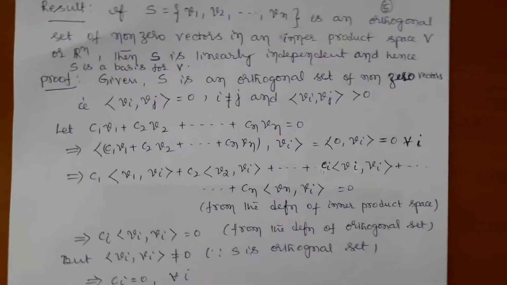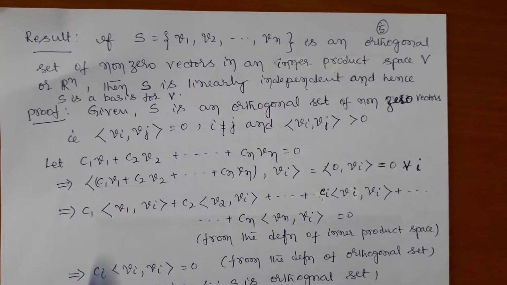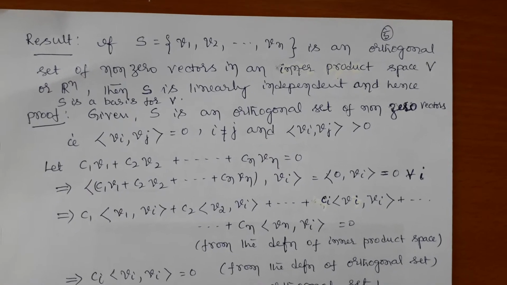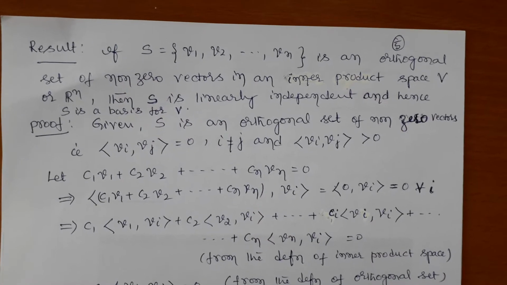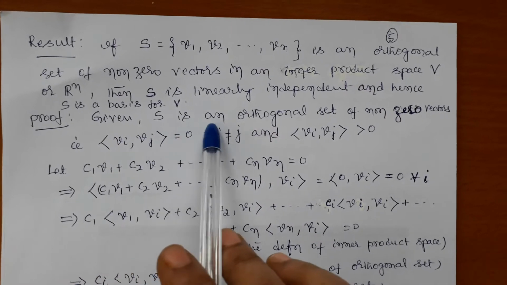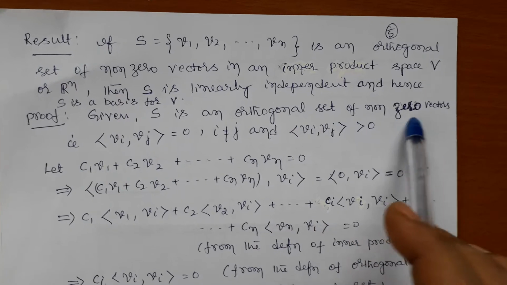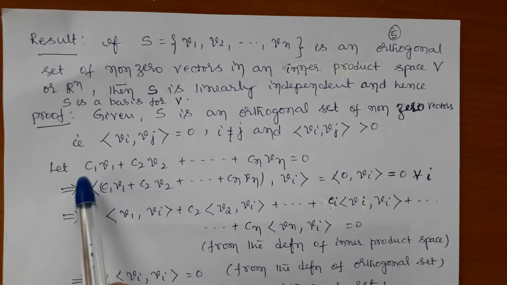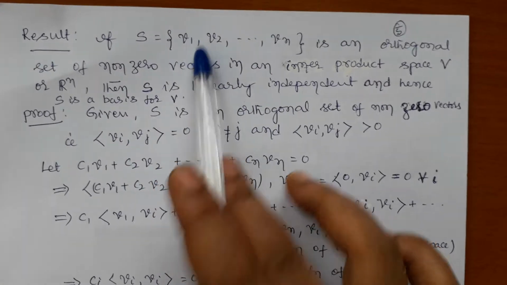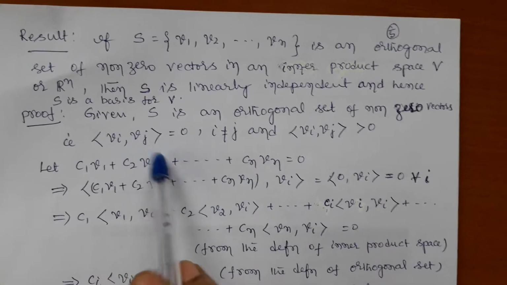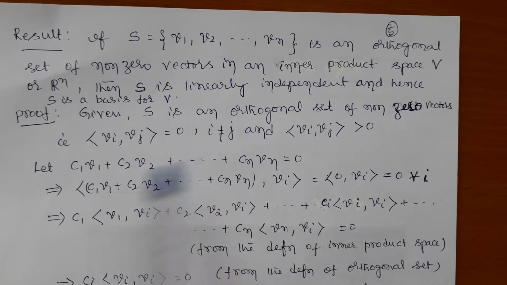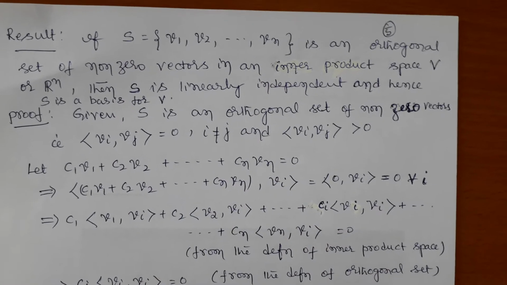Now this is one of the important results. First I have to show that this set S is linearly independent. You already know the basic definition of linear independence in a vector space; it is the same concept. Now, S is given to be an orthogonal set of non-zero vectors. What is the meaning of S being an orthogonal set? The inner product of Vi comma Vj equals 0 for i not equal to j, meaning the inner product of any two distinct vectors must be equal to 0.